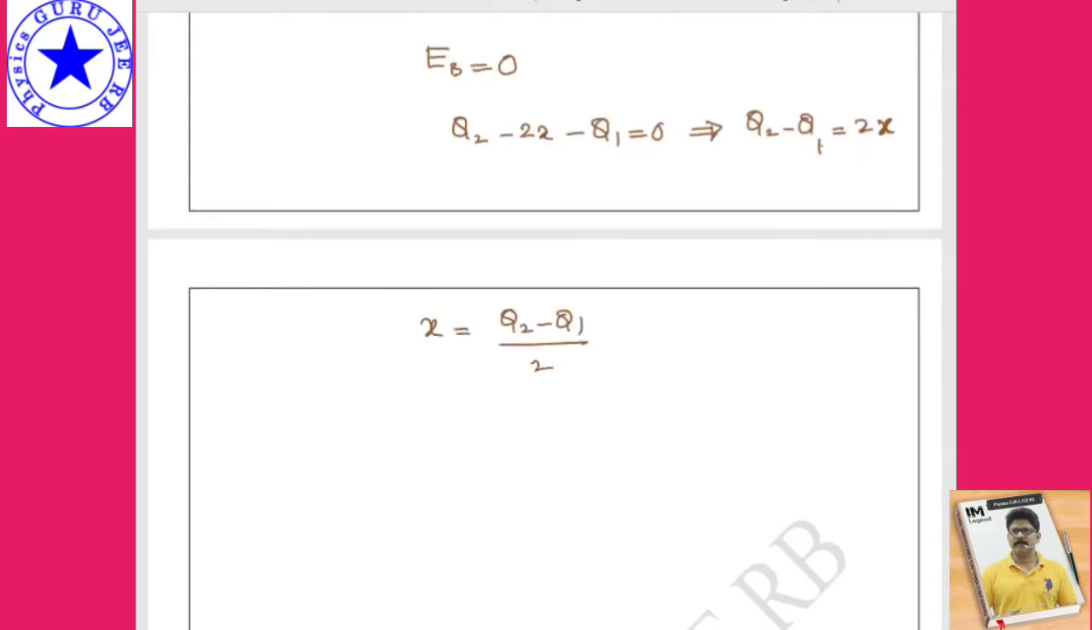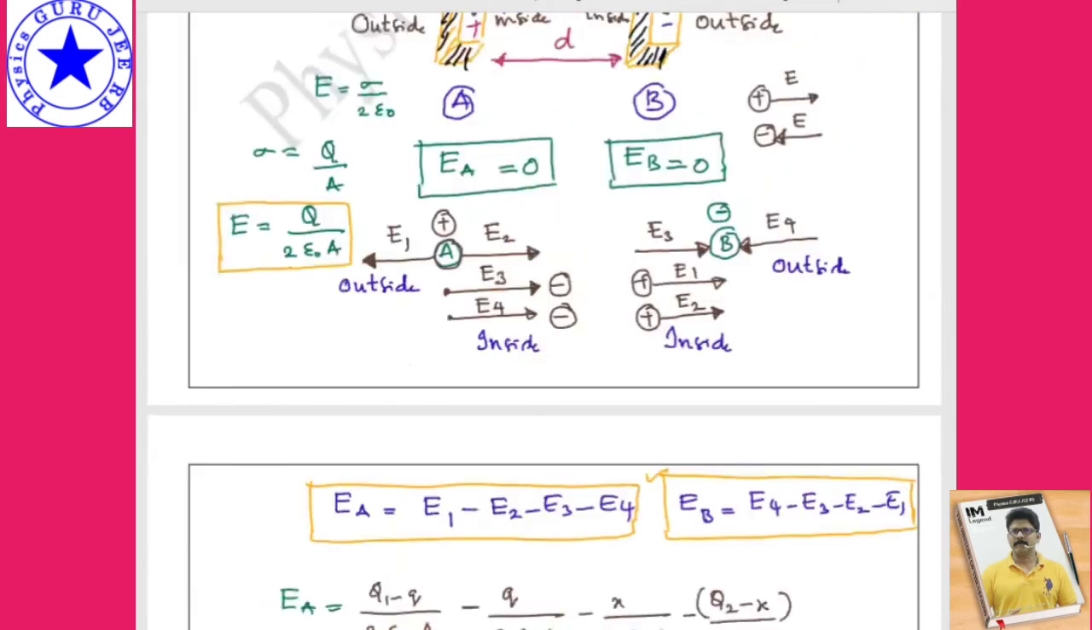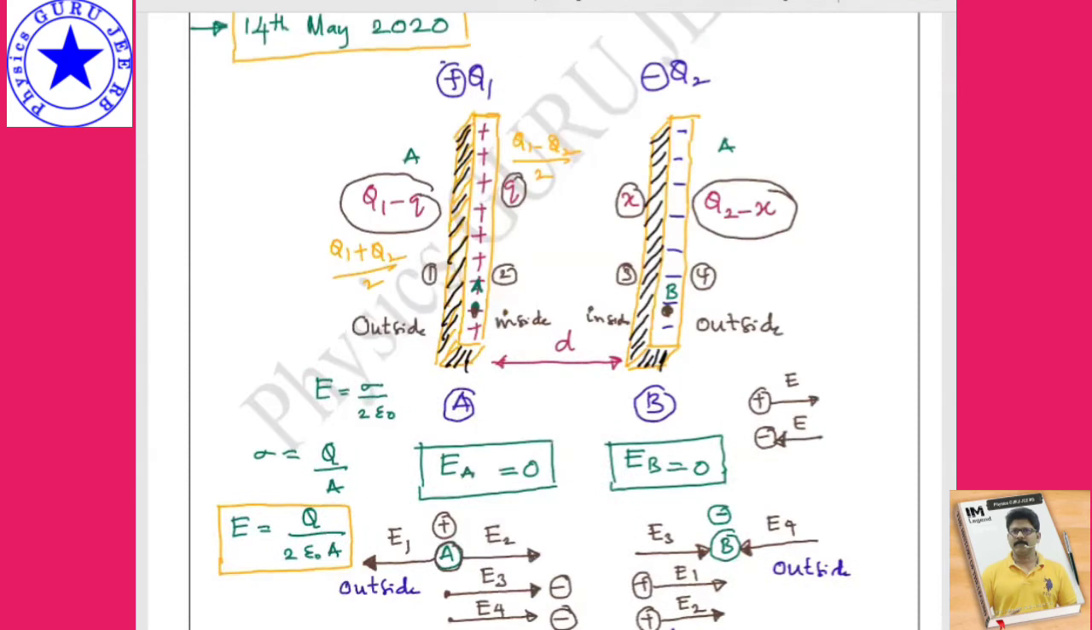Hope it is clear, right? This can also be written as x is equal to minus (Q1 minus Q2) divided by 2. This is the charge which is present inside. Now carefully when you observe here, see the inside surface is (Q1 minus Q2) by 2. This is the charge inside the first plate, and the second plate inside is opposite to this one. Opposite is minus (Q1 minus Q2) divided by 2. Hope it is clear. If this is positive, this will be negative. If surface 2 has a positive charge, surface 3 should have negative charge. Hope it is clear till this point.